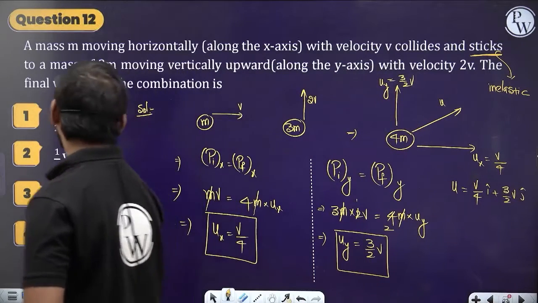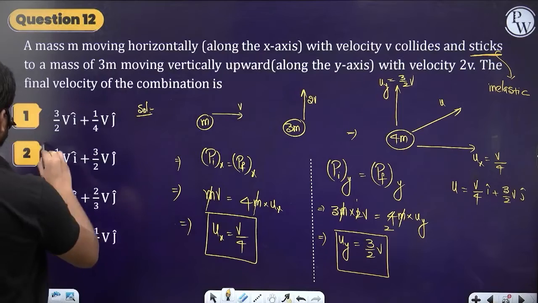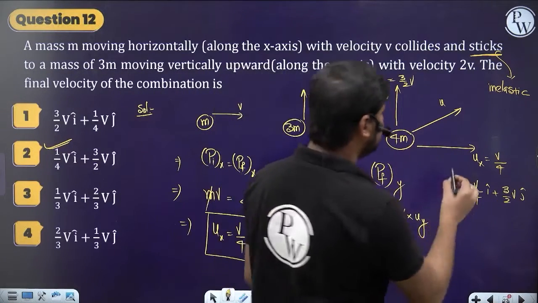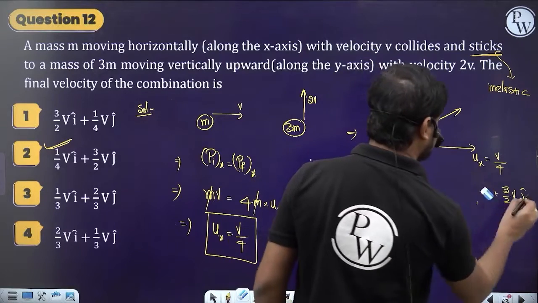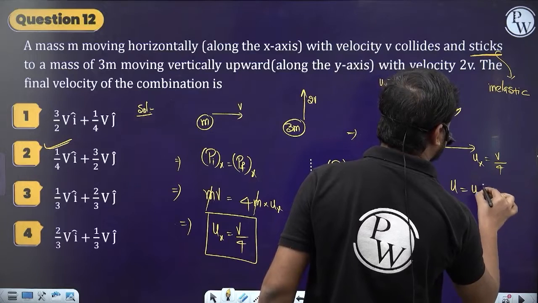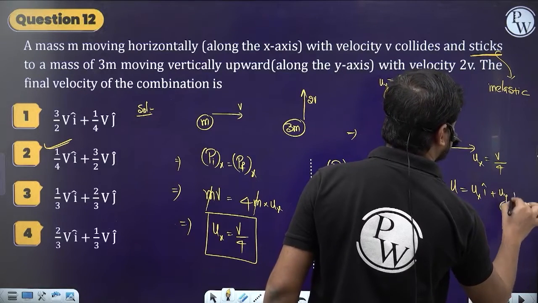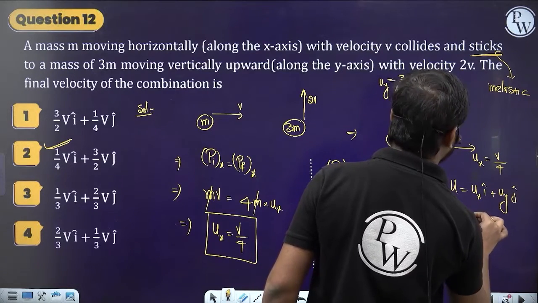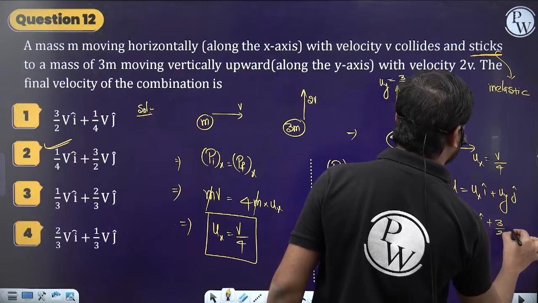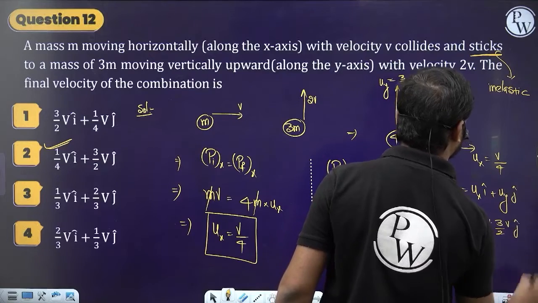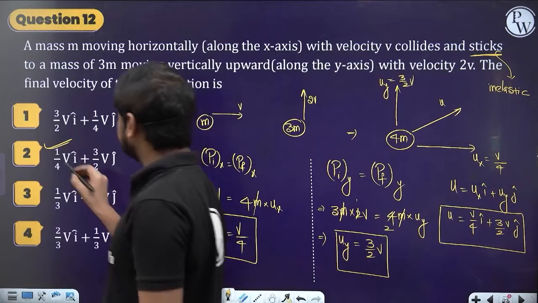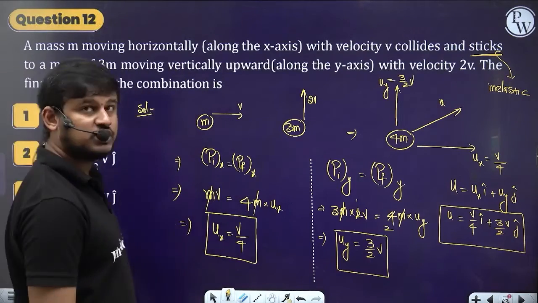v by 4 i cap plus 3 by 2 v j cap. Because they asked it in the vector form. So in the x direction, the total velocity u, you can write it this way to simply understand. The final vector u will be ux i cap plus uy j cap, right? So from here ux means v by 4 i cap plus uy means 3 by 2 v j cap. Okay, so this is the final answer. Clear guys? Understood? So let's move further.